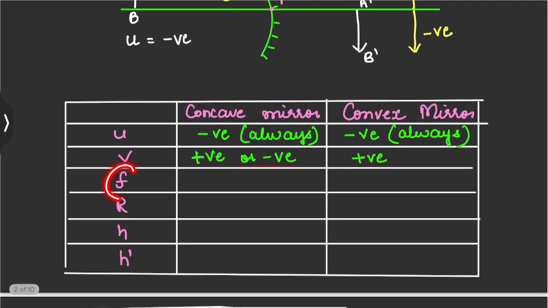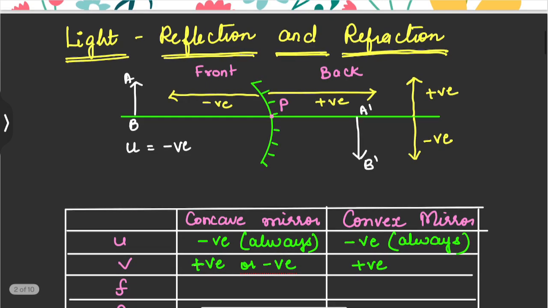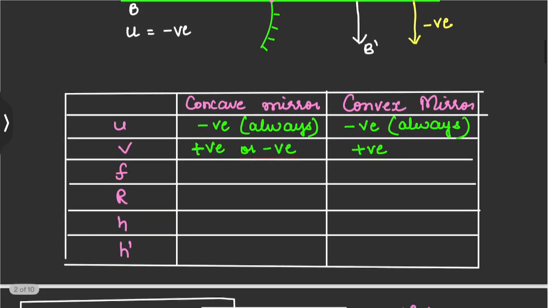Next, it is focal length. So, focal length, you know that it is a distance. Suppose here you take, this is the pole. And here is the principal focus F. So the distance from the pole to the principal focus, this distance we call focal length. So focal length will be negative for the concave mirror, and it will be positive for the convex mirror because it will be on the back side of the mirror.